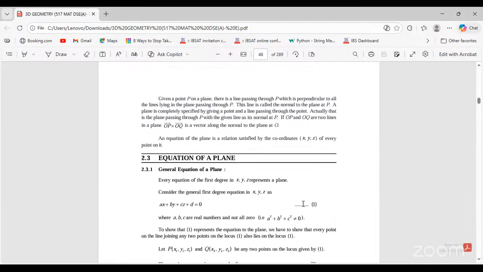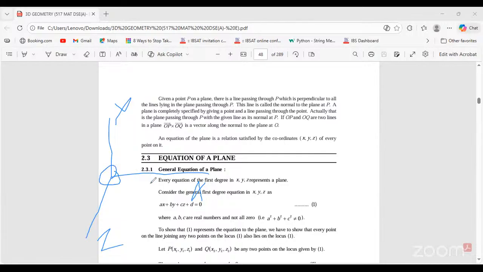Now, an equation of the plane is a relation satisfied by the coordinates x, y, z of every point on it. We are discussing 3D geometry, and there are the x-axis, y-axis and z-axis. This one is x, this one is y, and this one is z. The intersection of these three is called the origin of x, y, z.